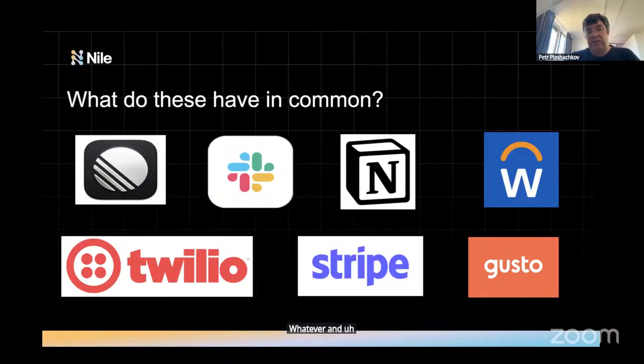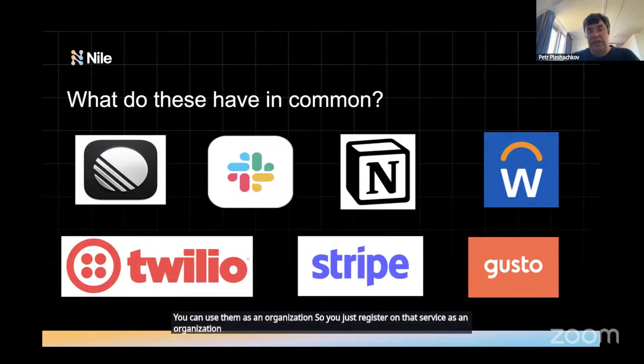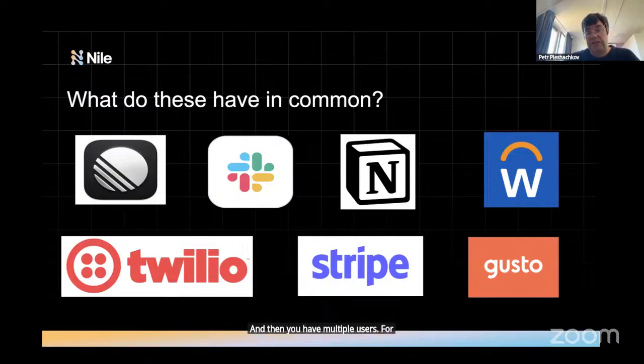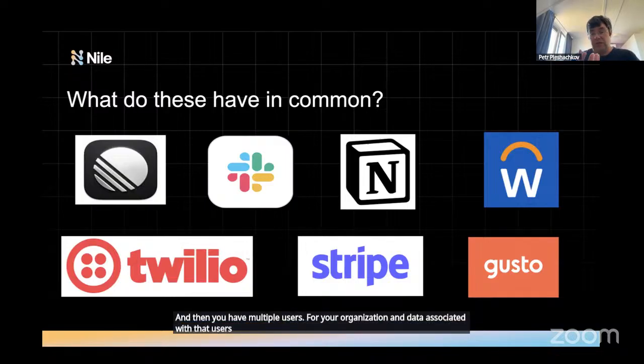These are normally worldwide applications. And how they work is that you can use them as an organization, so you just register on that service as an organization, and then you use that application, and you have a feeling that you are an owner of this application. Everybody uses Slack, so you have your organization which has an account in Slack, and then you have multiple users for your organization and data associated with those users. And so this organization is pretty much the tenant for the SaaS application Slack.